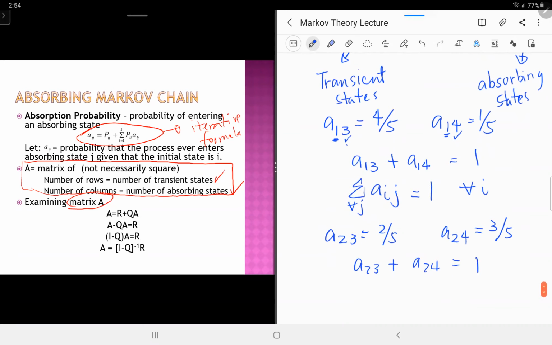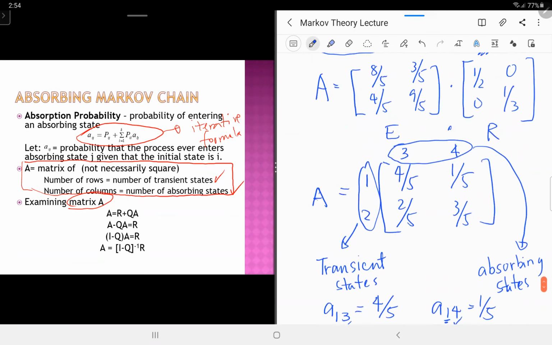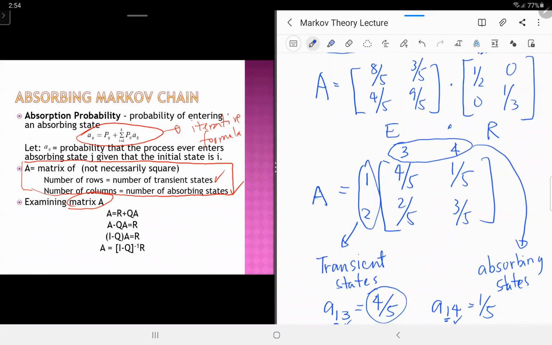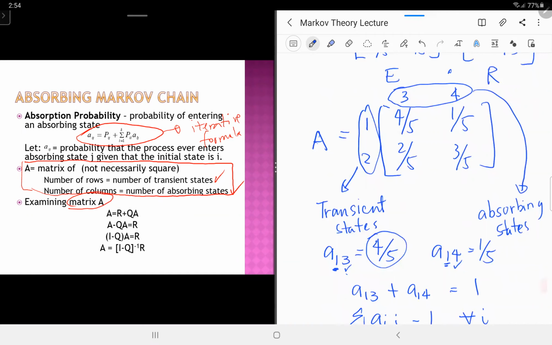So again, absorption probability simply means the probability that if you're coming from a transient state, you get absorbed in an absorbing state. So if we say A13 is 4 over 5, then it means that if you're coming from transient state 1, the probability that you will be absorbed in absorbing state 3 is 80%. And if you're coming from transient state 1, the probability of being absorbed in absorbing state 4 is 20%.